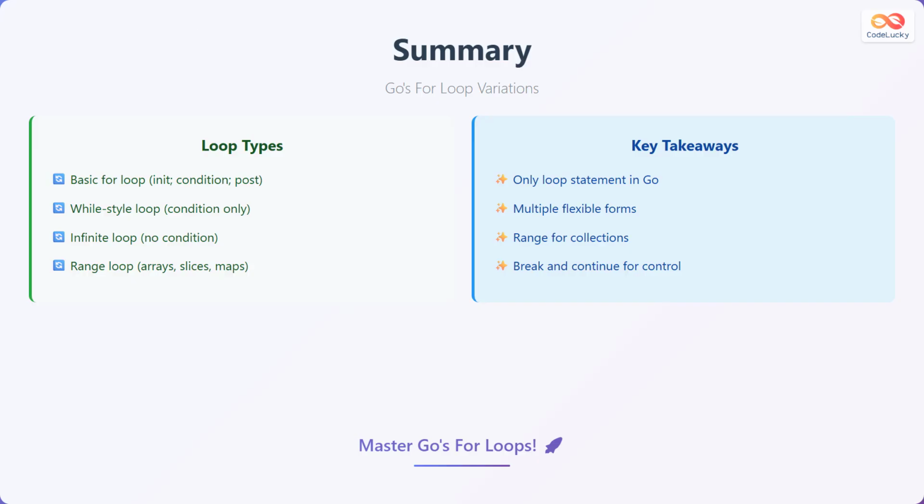Key takeaways: for is the only loop statement in Go. It offers multiple flexible forms to suit different scenarios. The range keyword simplifies iteration over collections. Break and continue statements provide control over loop execution.